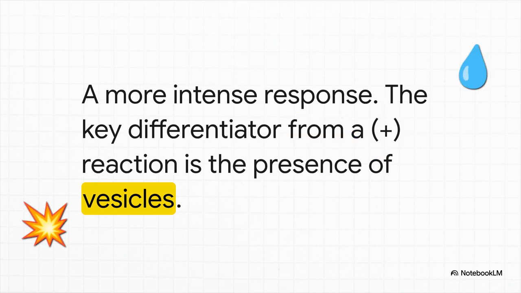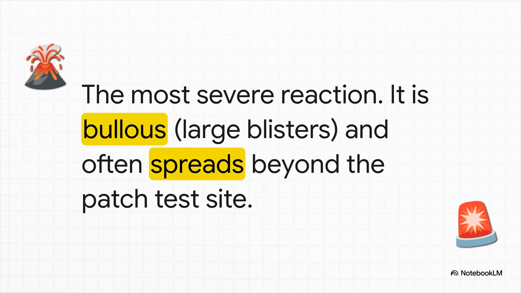Now we've escalated to a 2+. The game has completely changed. What's the one word that gets us to this level? Vesicles. The moment you see those tiny blisters pop up, you have officially upgraded to a strong reaction. The immune system isn't just sending a polite message anymore. It's on the attack.